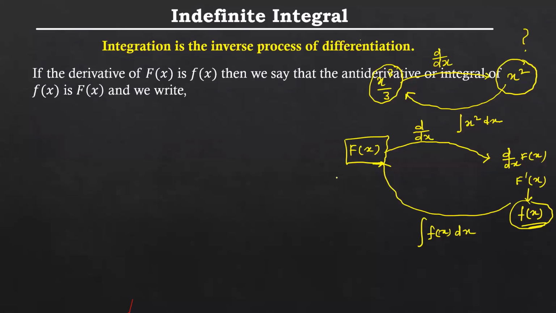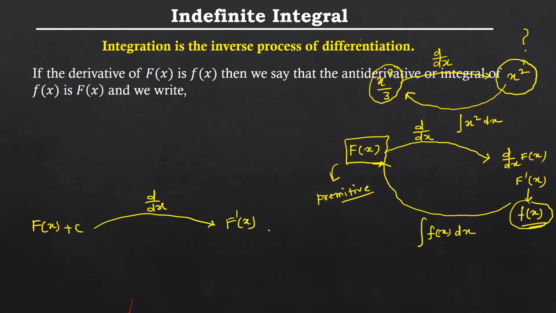And F(x) is called the primitive of that function. I think you all know what a primitive is: f(x) is the derivative of a previous function, and that previous function is called the primitive function. Now, what happens if we put a constant here, suppose we take F(x) plus c? Again, whenever you perform d/dx, you will get the same result, F dash x.